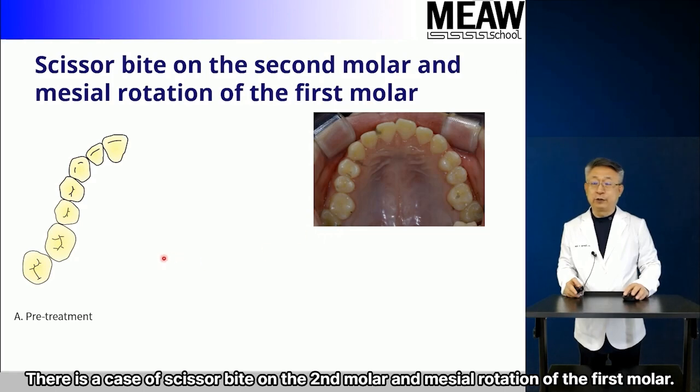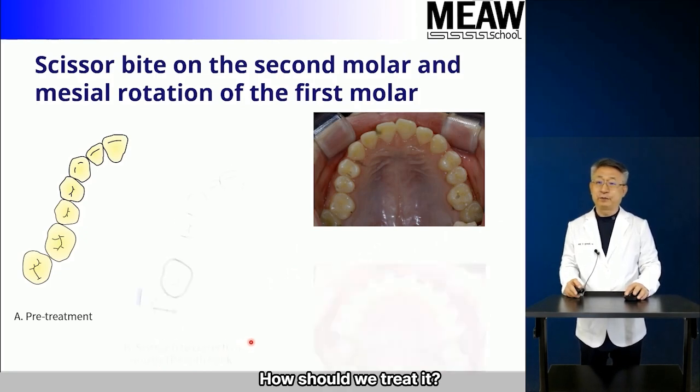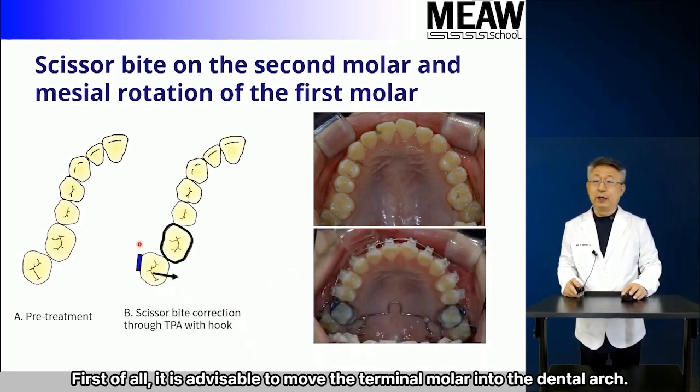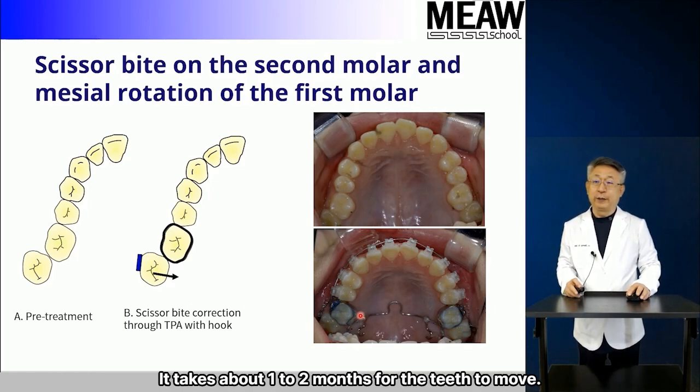There is a case of scissor bite on the second molar and mesial rotation of the first molar. This is mostly due to posterior discrepancy, lack of posterior space. How should we treat it? First of all, it is advisable to move the terminal molar into the dental arch. I use the TPA with hook appliance to move the second molar first into the dental arch. It takes about 1 to 2 months for the teeth to move.